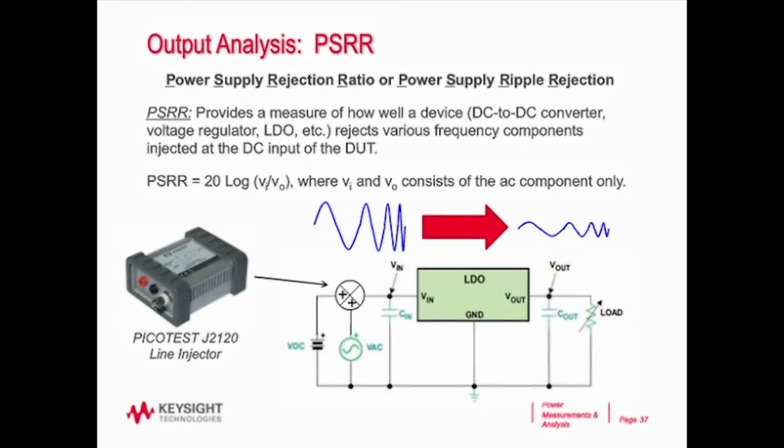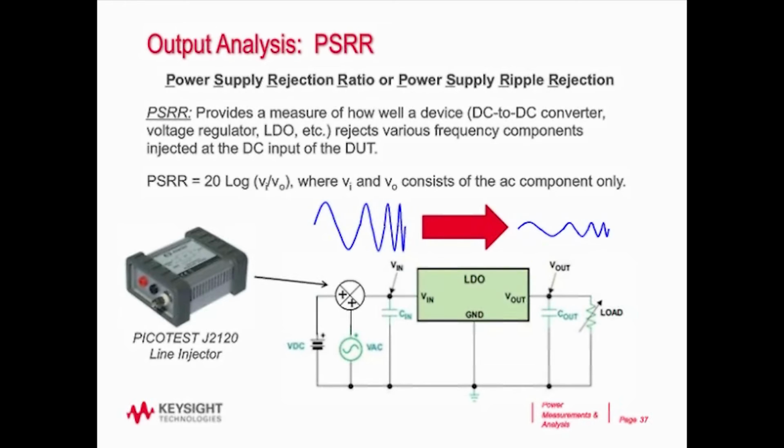And the way power supply rejection ratio is computed, it's 20 log Vin over Vout. Now, some people argue, no, it should be Vout over Vin. That's actually 20 log Vout over Vin is gain. This is rejection, so it's Vin over Vout. Now, it requires a disturbance signal or a source.